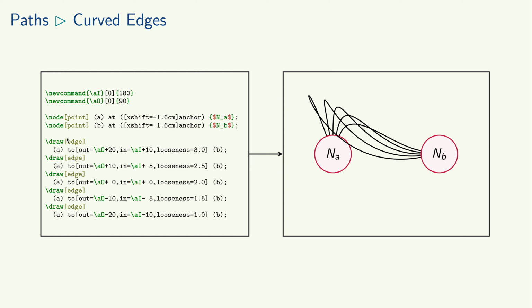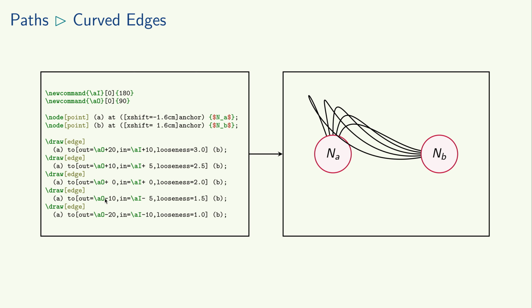So down here we have these 5 edges. And I've tried to format it in a way that makes sense. We have the outgoing edge, the outgoing angle, that is the AO angle, plus minus in steps of 10.